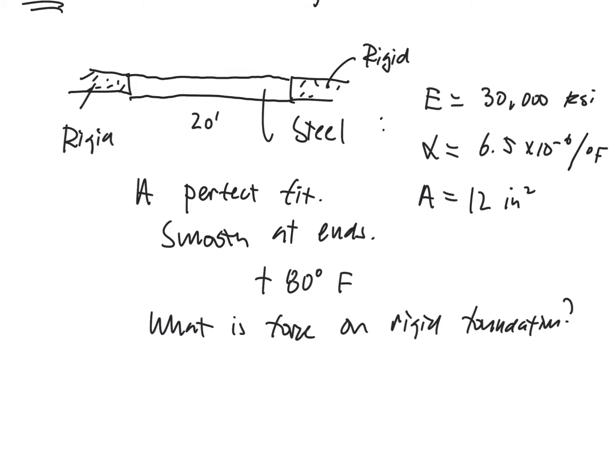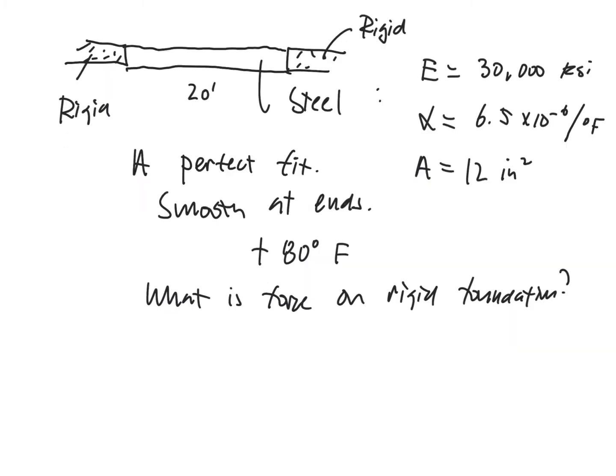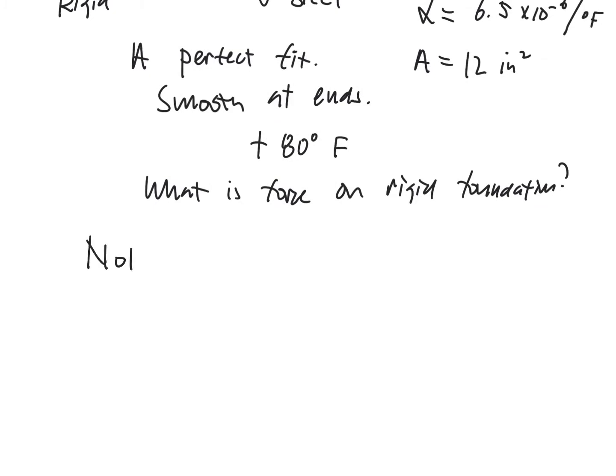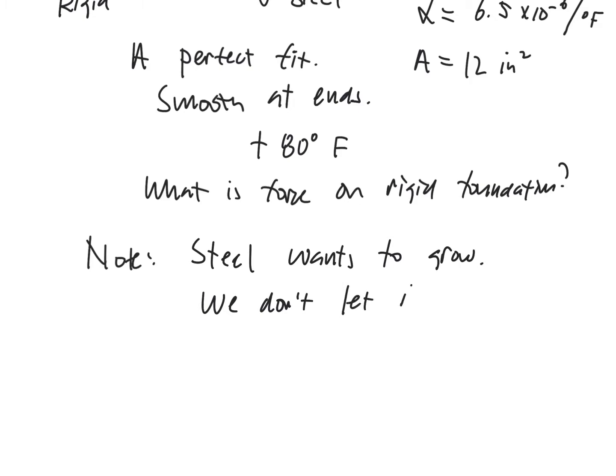All right, so if we just think about this without doing any analysis, we just give it a little bit of thought, then as the steel is heated, it wants to expand. So notice, the steel wants to grow, but we don't let it. And the fact that we are not letting it expand means that there's going to be some sort of stress generated inside of that. And then if there's a stress, then we're going to have an axial force.